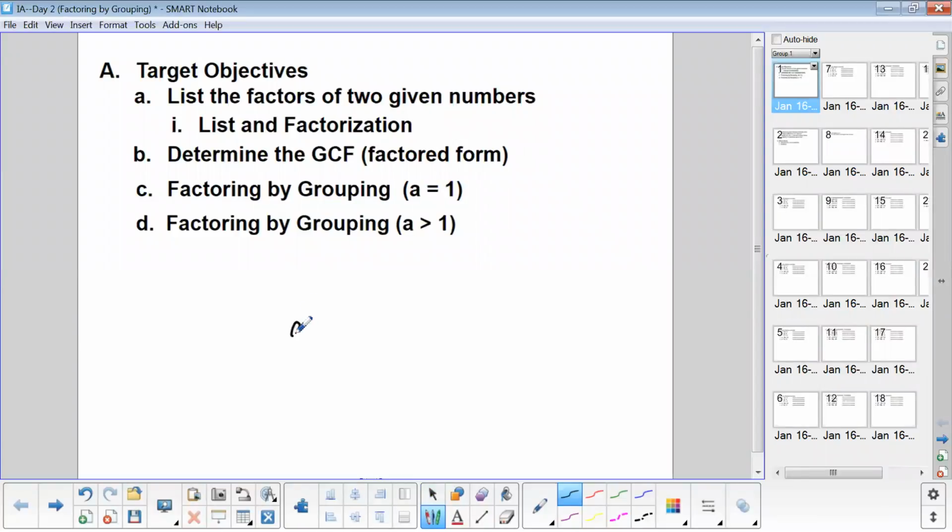And what I mean by that is when you look at the standard form of your quadratic equation, this is the value I'm talking about. When A is equal to 1 or A is greater than 1, we have some factoring methods that we'll look at.